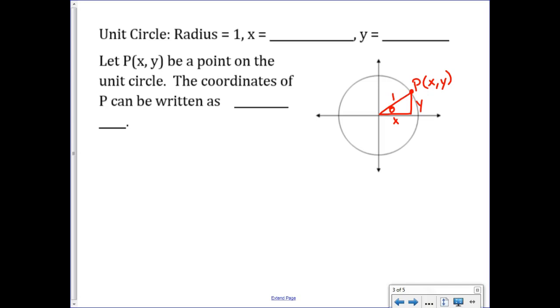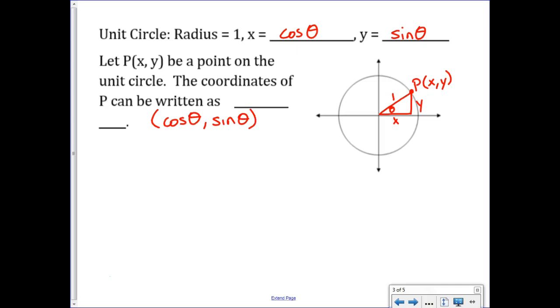So x is adjacent over hypotenuse, which would be x over 1. That's the cosine of theta. Whereas y is opposite over hypotenuse, y over 1. That gives you the sine of theta. So let P(x, y) be a point on the unit circle. The coordinates of P can be written as the cosine of theta, the sine of theta.